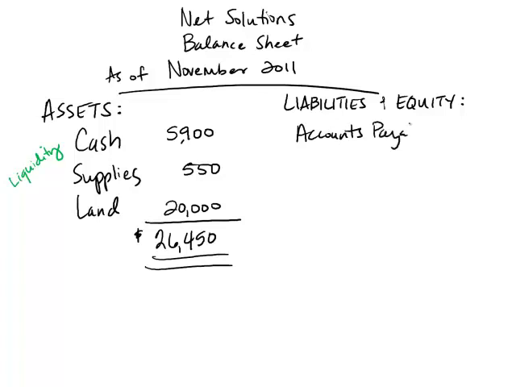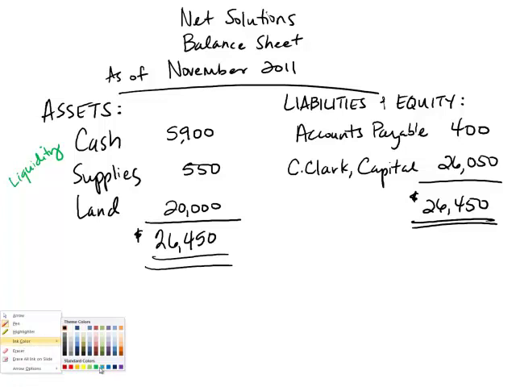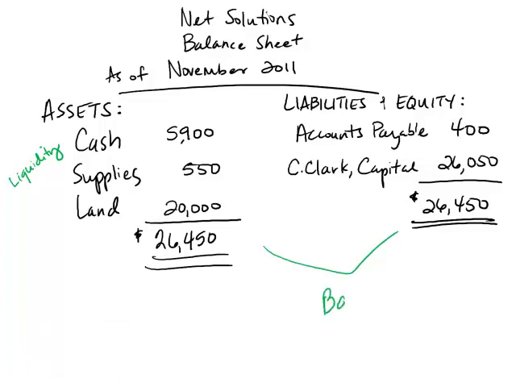Liabilities, he had accounts payable. It's the only one he had, and he still owes $400 on it. And then we pull over the equity, Chris Clark Capital, or ending equity of $26,050. Okay, so we balance. Woohoo! We don't have to go back and figure out where we messed up.